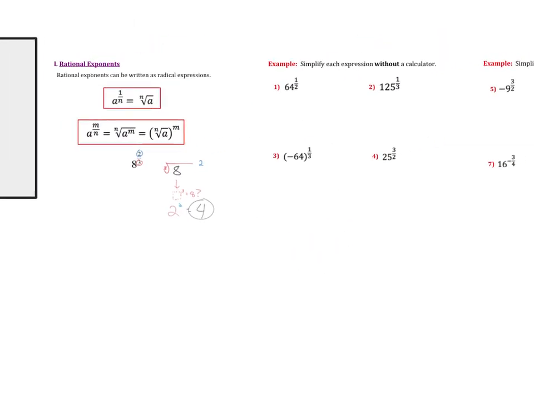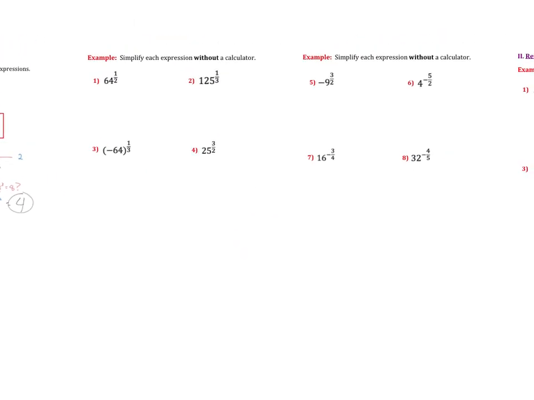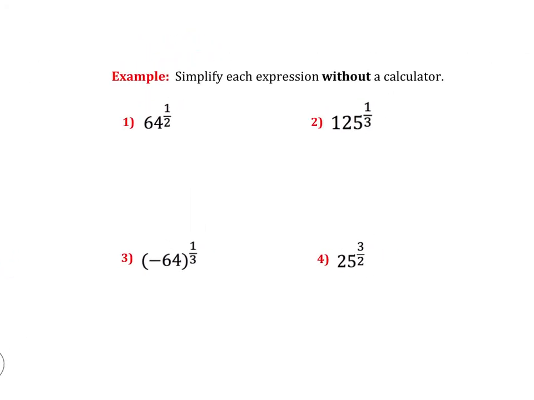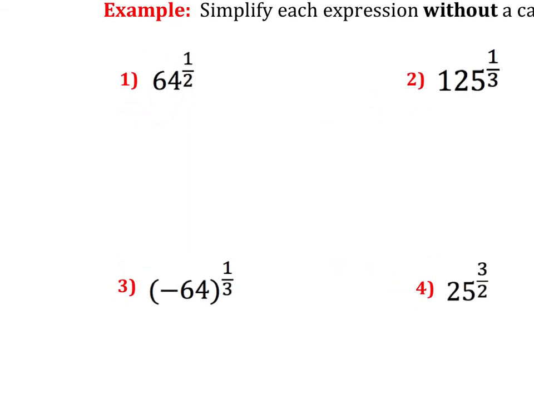Let's see a few more here. So we're going to simplify each expression. We're going to do this without a calculator. All right, first one, we have 64 to the power of 1/2. This would be the square root. Square roots technically have an index of 2. However, it's a plain old square root. We very rarely write that. The square root of 64 raised to the first power, so that would just be 8.